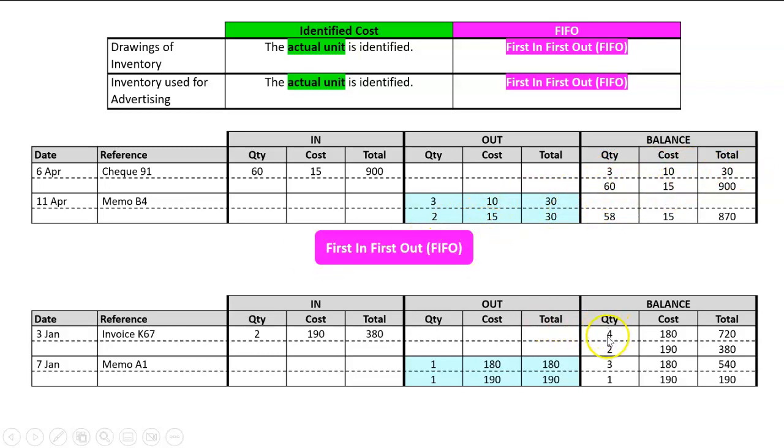This one here, the day before, I had 4 at 180 and 2 at 190. And we said 2 went out for maybe advertising or drawings, and 1 was from 180 and 1 was from 190. Well, if this was FIFO, we would have said both of these were valued at 180, but they're not. We took 1 from each pile, so that must be identified cost. So what we've learned here is that for every possible transaction, we should be able to look at the inventory card, break it down, and ask: are we applying first in, first out, or identified cost to this inventory?